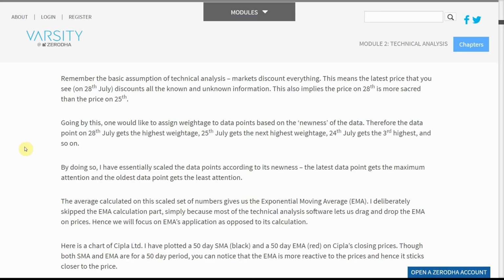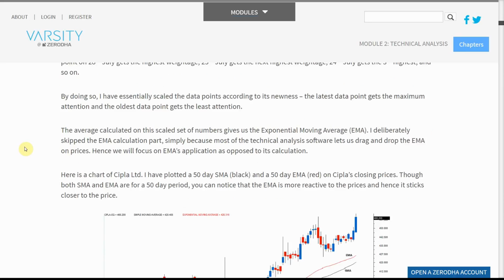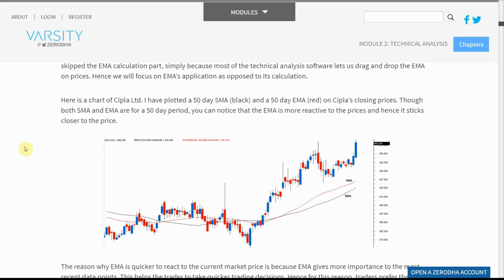The average calculated on this scaled set of numbers gives us the exponential moving average, EMA. I deliberately skipped the EMA calculation part, simply because most technical analysis software lets us drag and drop the EMA on prices. Hence, we will focus on EMA's application as opposed to its calculation. Here is a chart of Supplementary Limited. I have plotted a 50-day SMA in black and a 50-day EMA in red on the closing prices. Though both SMA and EMA are for a 50-day period, you can notice that the EMA is more reactive to the prices and hence it sticks closer to the price.